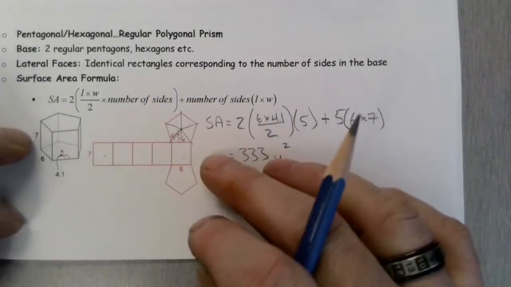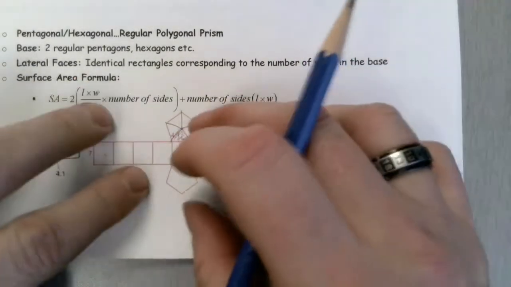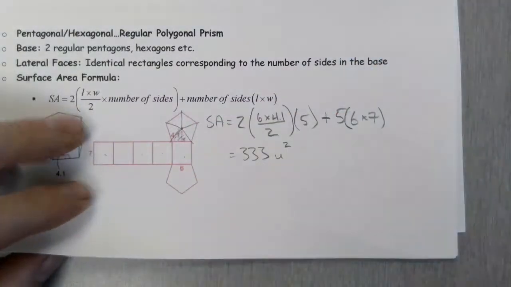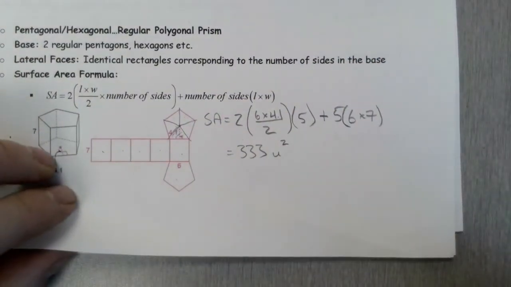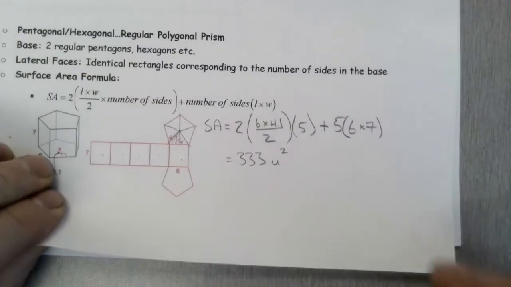So that's kind of how you would handle one of these things with a regular polygon as the base, but it's not a shape that we're immediately comfortable with. So we break it down into triangles. Now a couple more here.